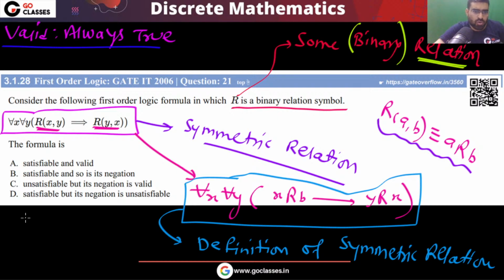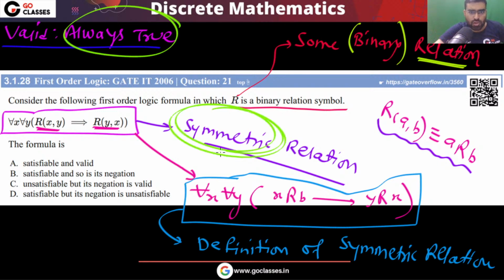So no, definitely it is not valid, because every relation is not symmetric, and valid means always true. R can be any relation. For any relation, is being symmetric always true? The answer is no. Can I say it is satisfiable? Satisfiable means sometimes true. Yes, it is satisfiable. Some relation is symmetric, and its negation is also satisfiable. So B is the answer.